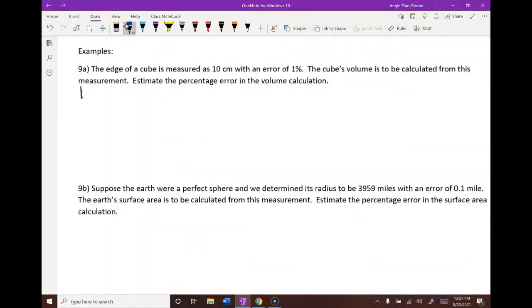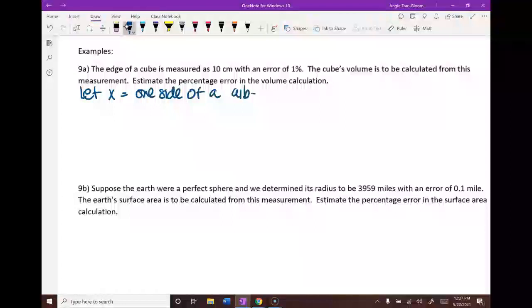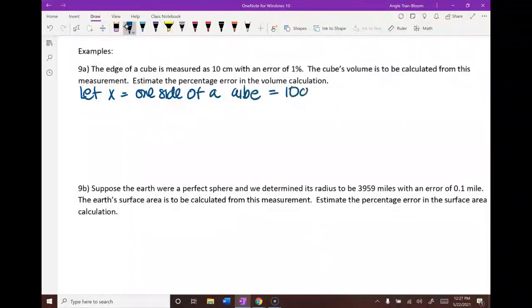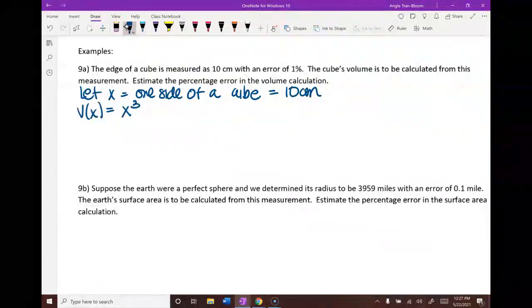So let's use a variable. Let x be one side of a cube. In this problem, one side is measured with 10 centimeters. Well, let's find the volume. So volume with respect to x of a cube is x to the third, because it's length times width times height. Since it's a cube, all sides are the same.